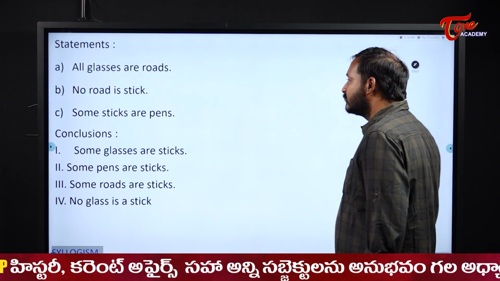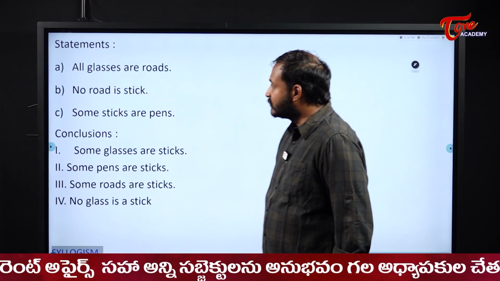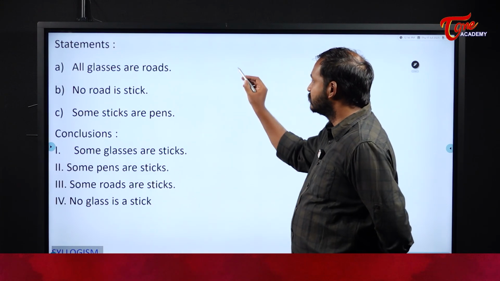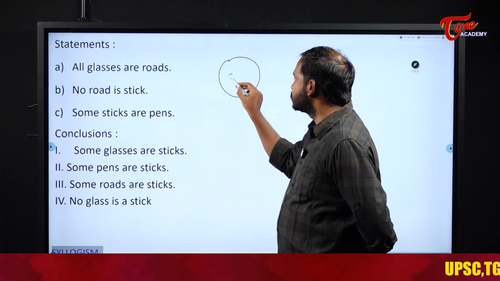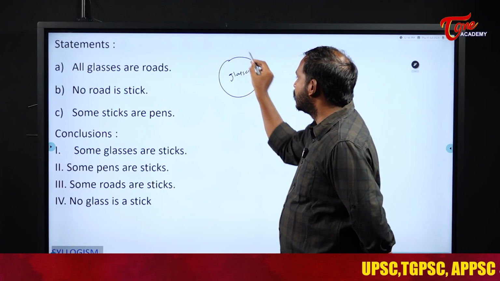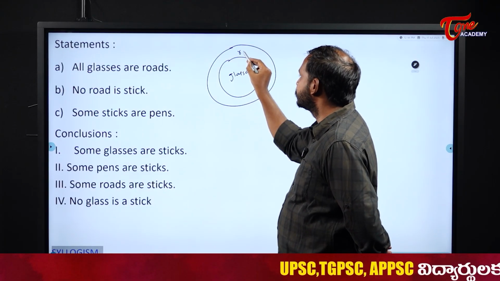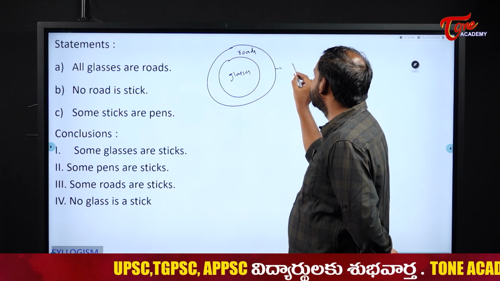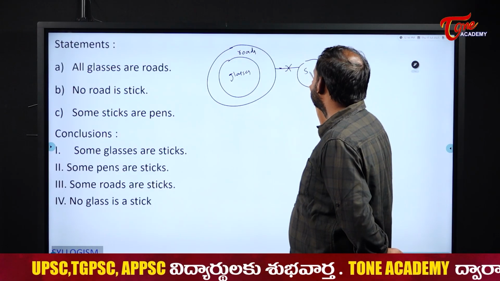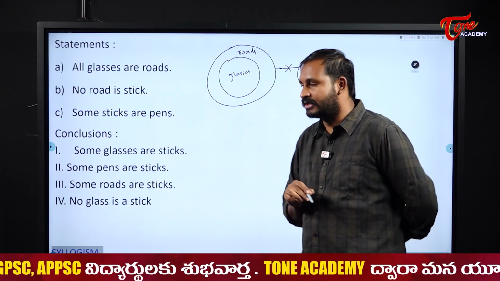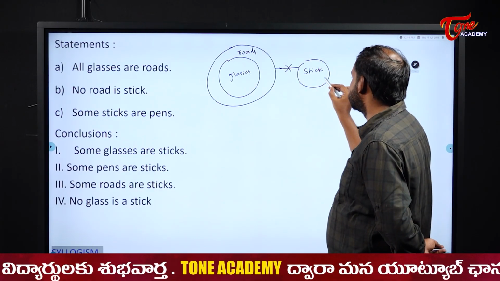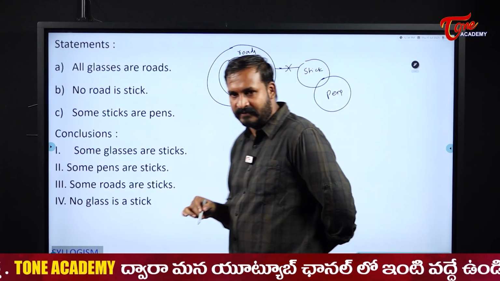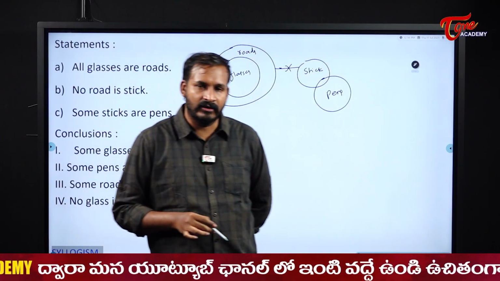Now, see the next one. Please solve this one, students. Pause the video and try to get the answer. All glasses are roads. Okay. All glasses are what? Roads. Next, no road is stick. Next, some sticks are pens. Okay, this is the basic diagram. From the given statements, we will draw the basic diagram.